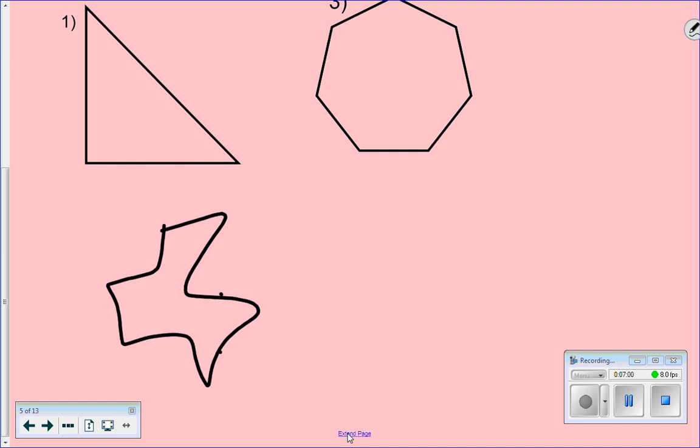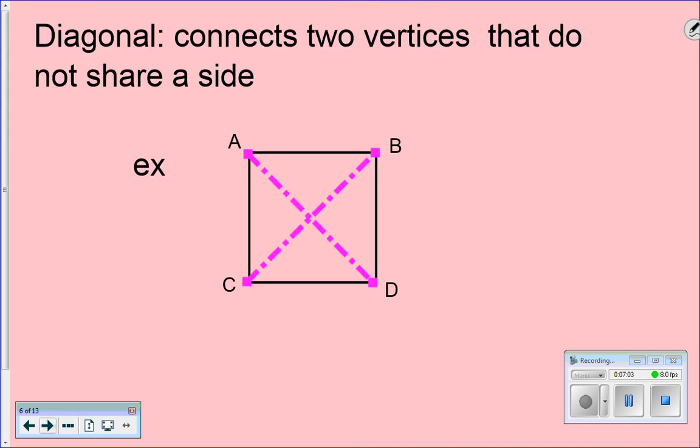Yes? Okay. Next vocab I have is diagonal. And we're going to use diagonals a little bit today, coming up. A diagonal connects two vertices that do not share a side. So basically we can draw a line from one corner to another corner. That's what a diagonal is, one corner to another corner.